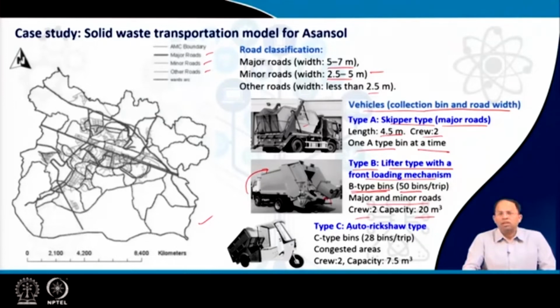Finally comes the smallest of the vehicles. It's an auto rickshaw type vehicle. This is for collecting garbage from the C type bins, and it can collect garbage from 28 bins in one trip, again as per the capacity of the vehicle. The capacity is 7.5 meter cube, crew required is 2, and it is usually used for congested areas.